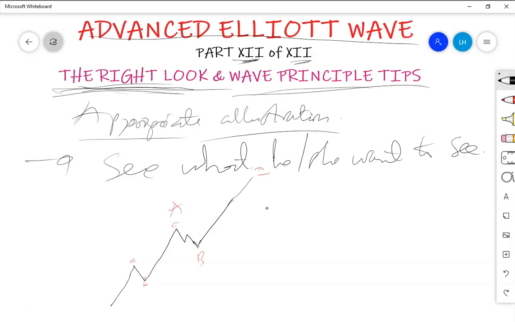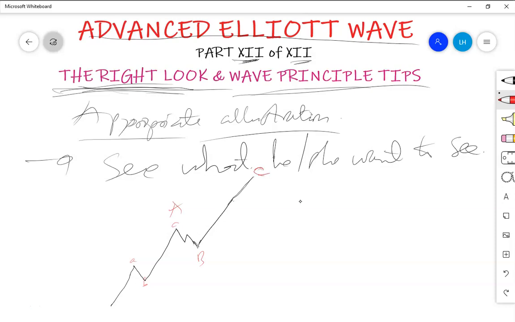Anyone? I will count down. 5, 4, 3, yes, 2 and 1. I'm sure everybody has got an answer. Is this wrong or is it correct?